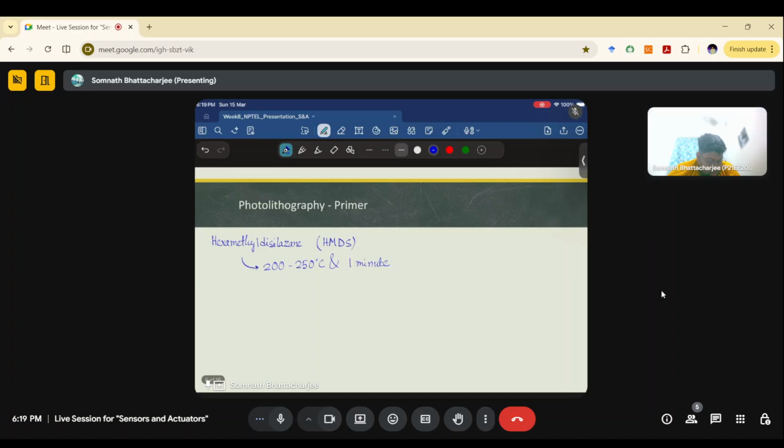So can anyone tell me, why do we need primers? What is the need of these primers? Why do we need these kinds of primers? To improve photoresist bonding. Not bonding but adhesion, right?